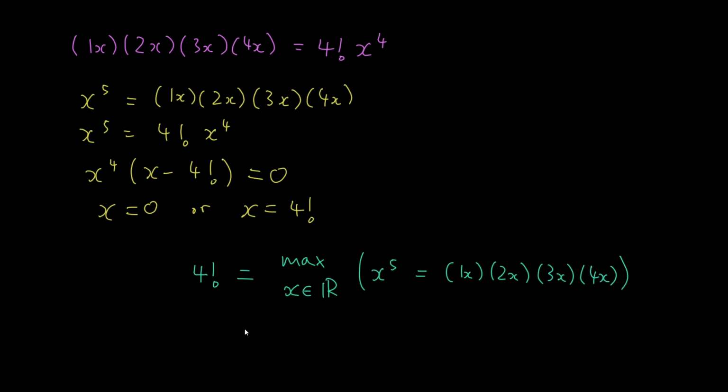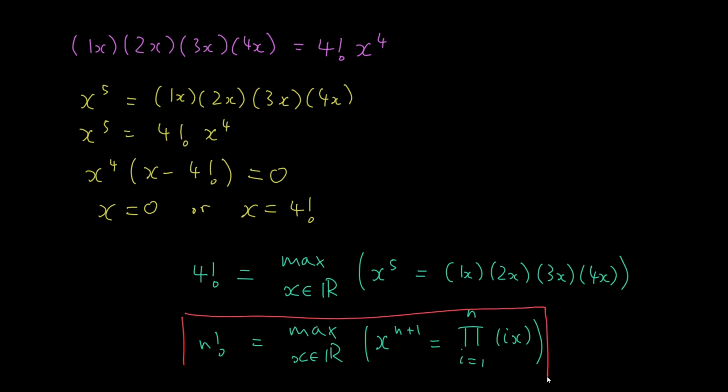And more generally, we can say that n factorial is always going to be the maximum x in R such that x to the power of n plus 1 equals the product, as i ranges from 1 through to n, of i times x. So not really that profound, but it does let us describe n factorial as the largest solution to a particular polynomial equation, which is kind of cool. Now, to make this profound, what we're going to do is take this formula and deform it slightly. So we're going to define that n Questorial equals, so we've still got max.